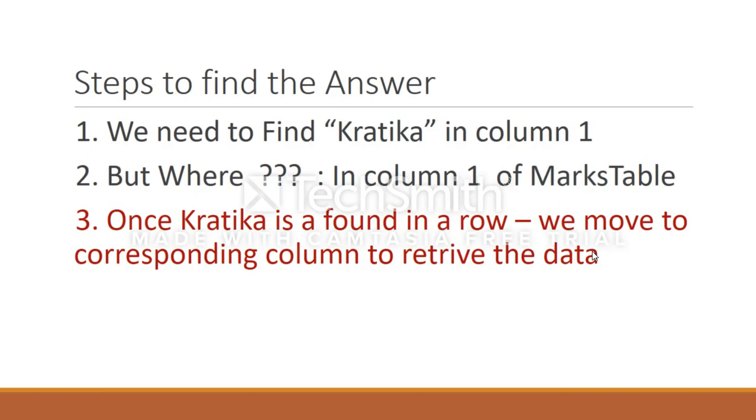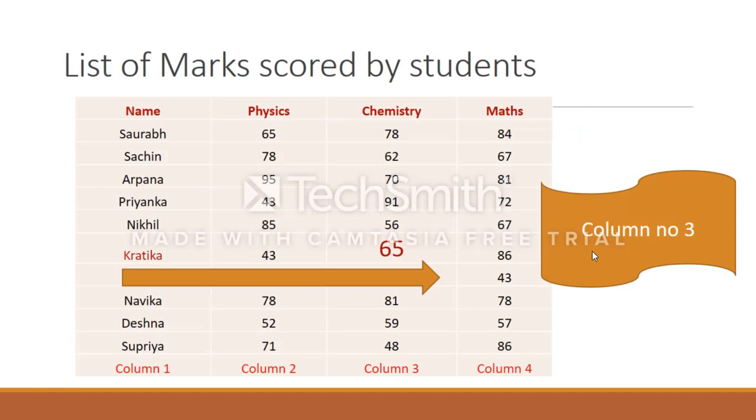Once Kritika is found in a row, we move to the corresponding column to retrieve the data like this. So what we did is, first of all, we moved vertically in column 1 to find Kritika. Once Kritika is found, we move to the 3rd column of the same row to find the number, that is 65, which is the data we want to retrieve. So this is exactly how VLOOKUP works in Excel.